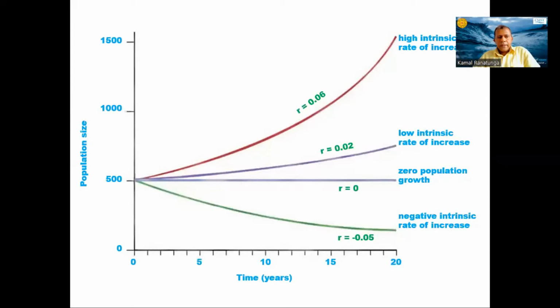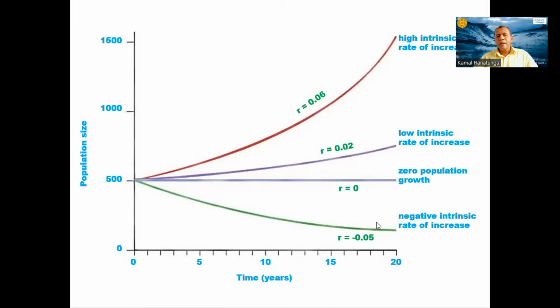And now you see here some example populations and their R values, right? For a population where there is no growth, they will have R equals zero, and it looks like this. This is the time scale on the x-axis, and the population size on the y-axis. If the R is 0.02, they have a little bit lower rate, but it is still increasing. If the R is 0.06, they will have this kind of growth rate. But if the R is a negative value, then they will have a decreased population size. That means over time, the numbers will go down.